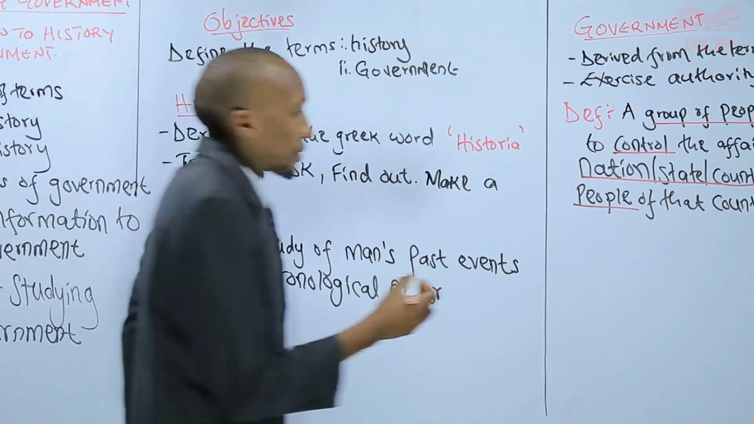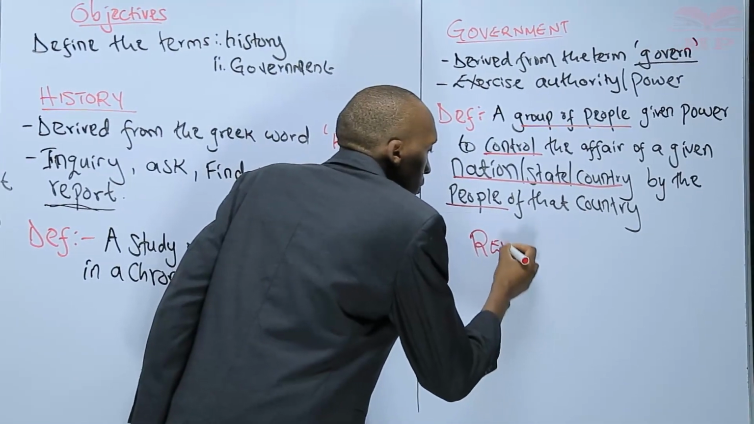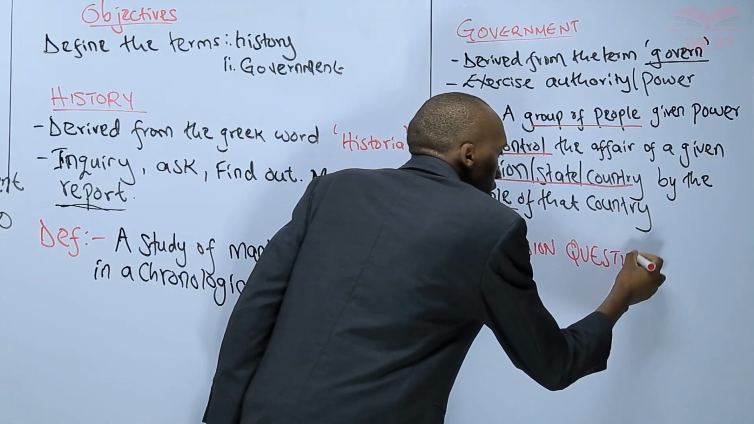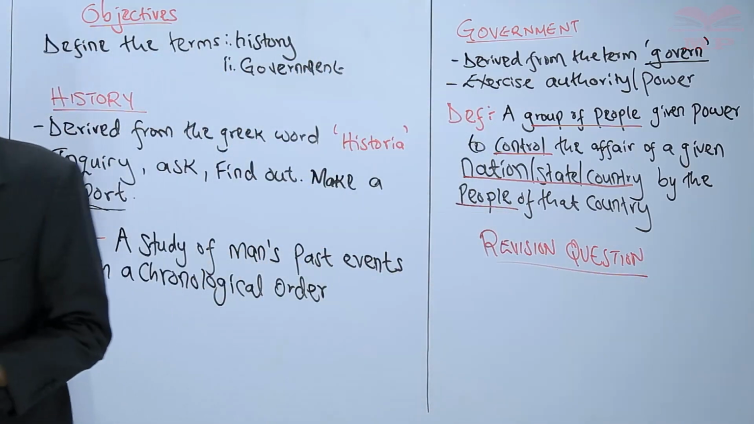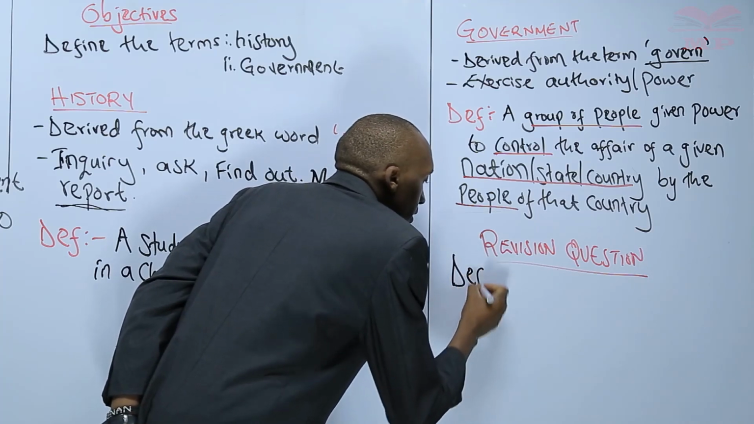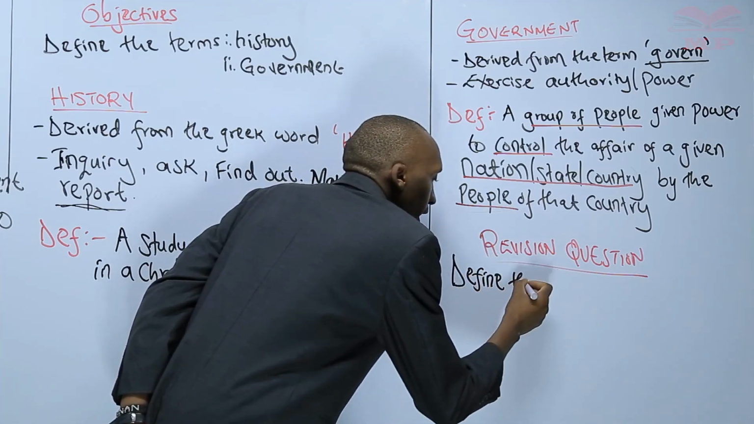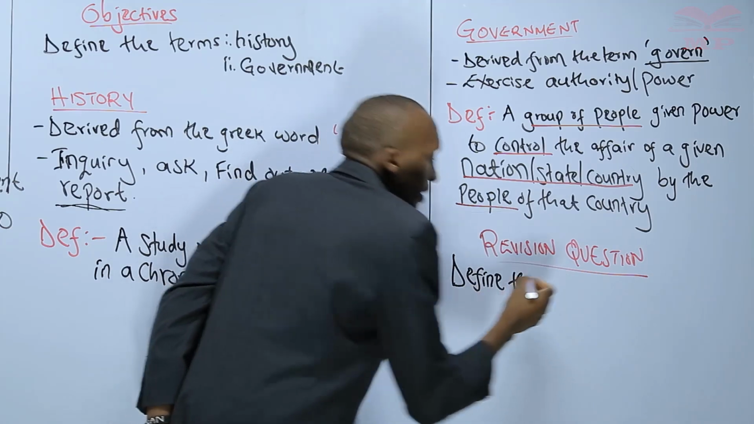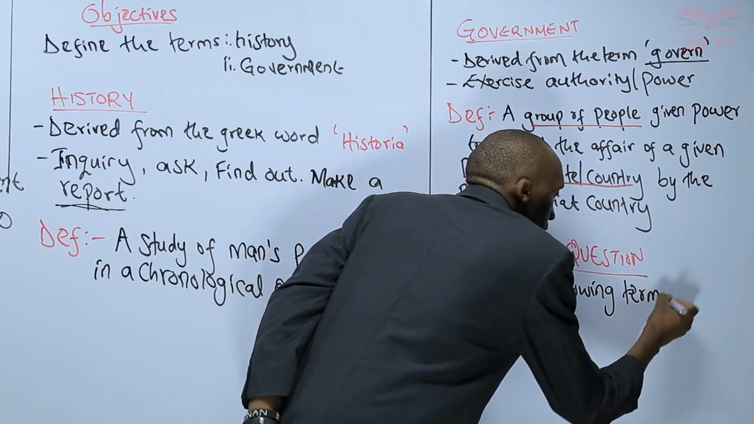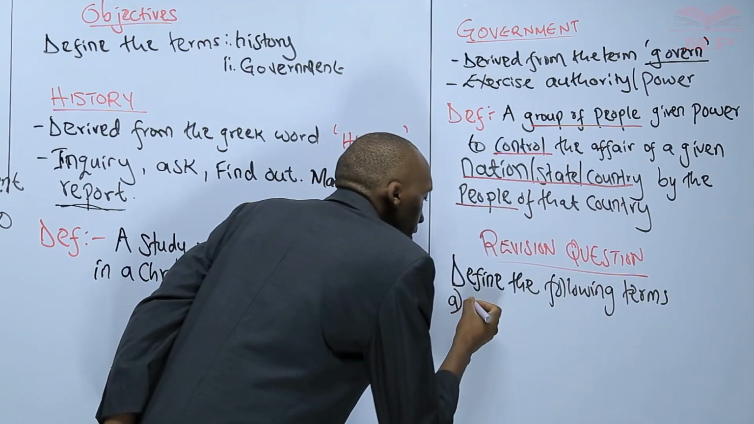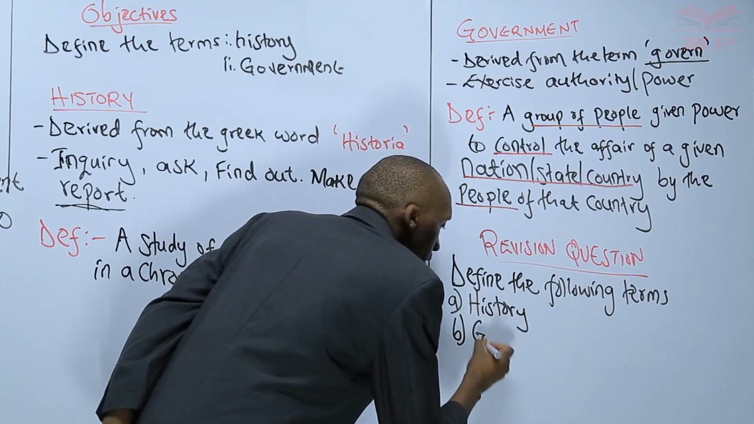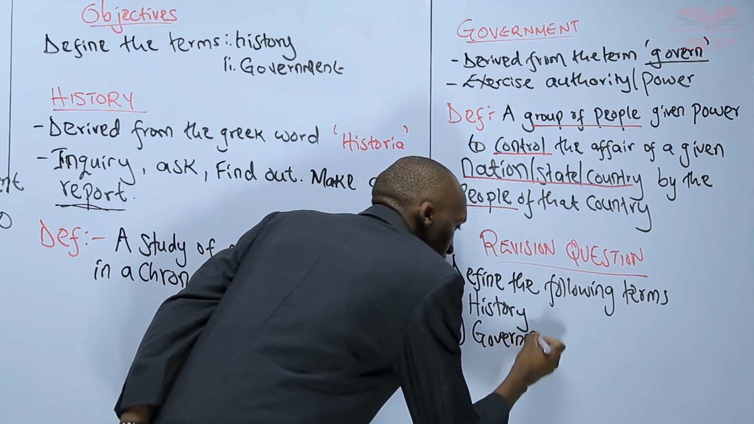So your revision question. Define the following terms. A, history. And then B, government.